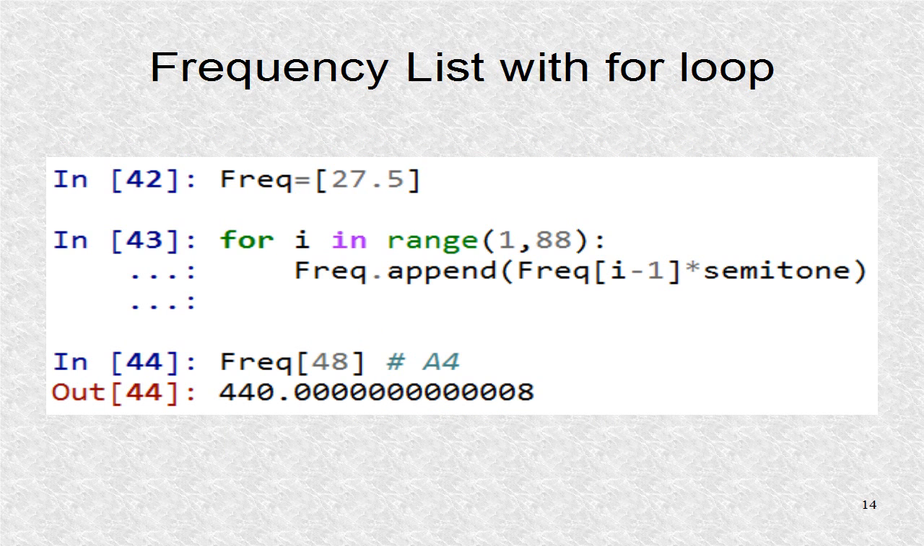14. This is the way to generate the entire 88 keys. We are only given the lowest frequency, A0, at 27.5 Hz. Next key is 1 semitone higher, and so on. Now we can find any key. For example, the 49th key, or the 48th index, is 440 Hz.